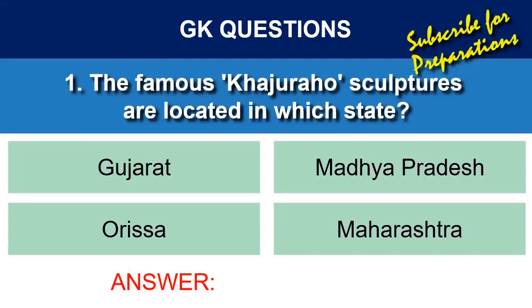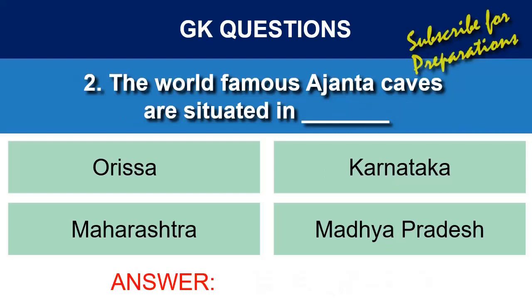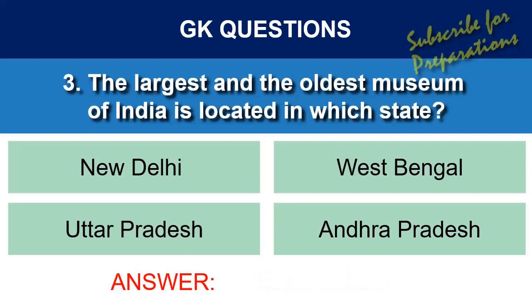The famous Khajuraho sculptures are located in which state? Madhya Pradesh. The world famous Ajanta caves are situated in Maharashtra. The largest and the oldest museum of India is located in which state? West Bengal.